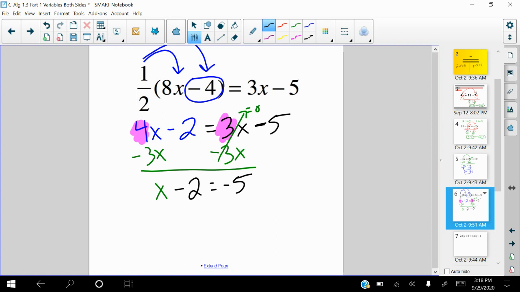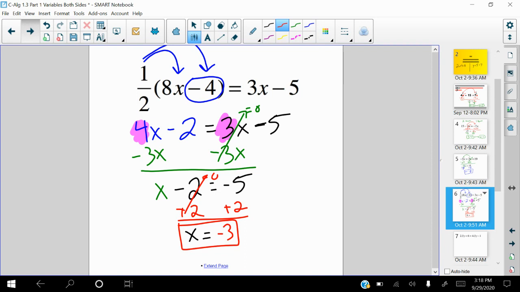So now I have x minus 2 is equal to negative 5, and now we just solve it because this is a one-step equation. We add 2 to both sides. This goes to 0. So we have that x is going to be equal to negative 5 plus 2, which is negative 3. Beautiful.